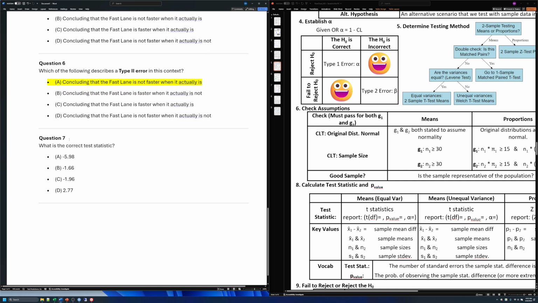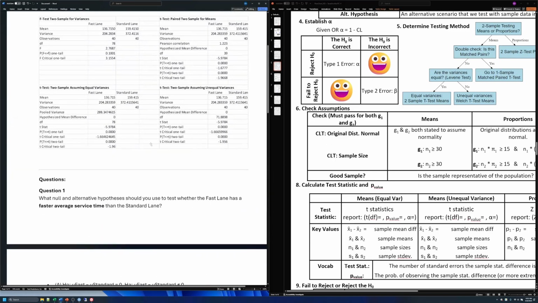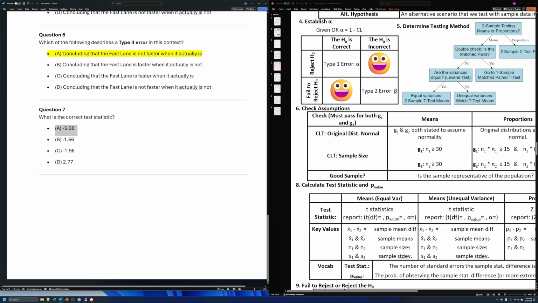Okay, next one. What is the correct test statistic? Don't forget that when we are looking at our outputs, we want to be able to look at our test statistic too. Remember, this is the number of standard errors away from the null hypothesis our sample evidence was, and it is negative 5.98. And there we go, negative 5.98.